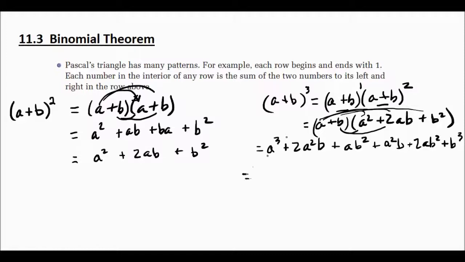Gathering like terms, well, we have a cubed all by itself there. Is there an a squared b term? Yep. Look at that. So this is, are you guys with me? 3a squared b. And what about ab squared? Yeah, we have two of those, so that's another 3ab squared. And then we have 1b cubed.